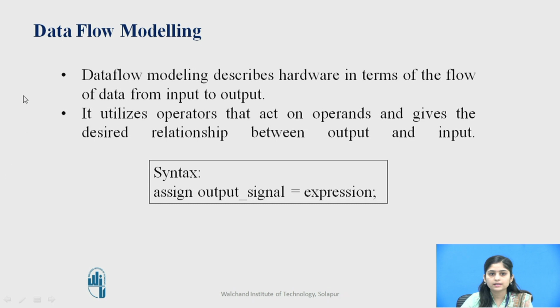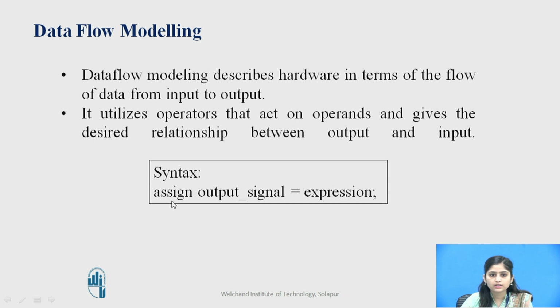Now let us understand how to design the 8:3 encoder using data flow modeling. Before going to that, first of all understand what data flow modeling is. Data flow modeling describes the hardware in terms of the flow of data from input to output. Here it utilizes operators that act on operands and give the desired relationship between output and input. In data flow modeling, we are using operators like relational operators, arithmetic operators, logical operators and bitwise operators, which act on operands here and give the desired relationship between output and input. This is the syntax for our data flow modeling.